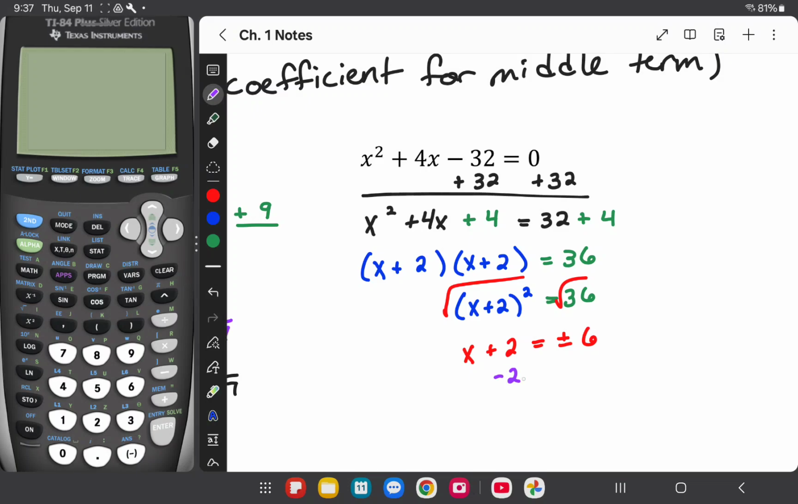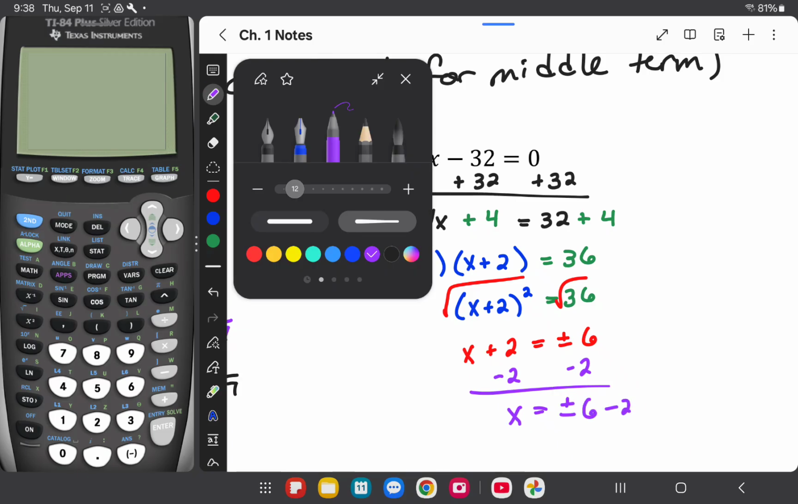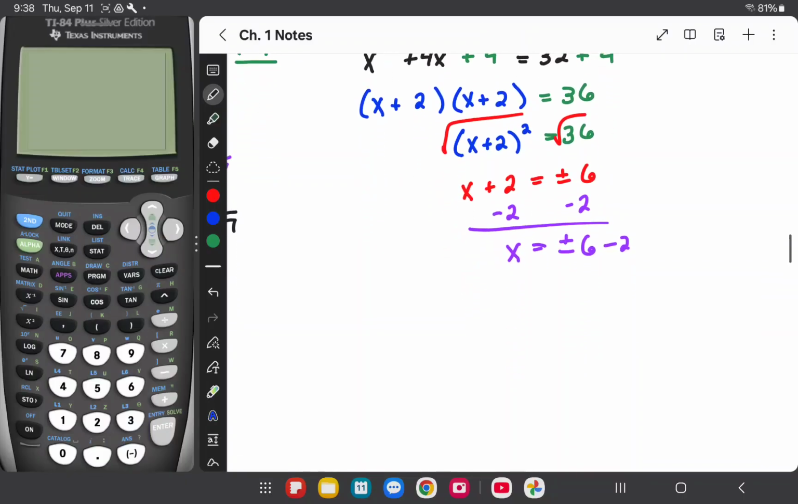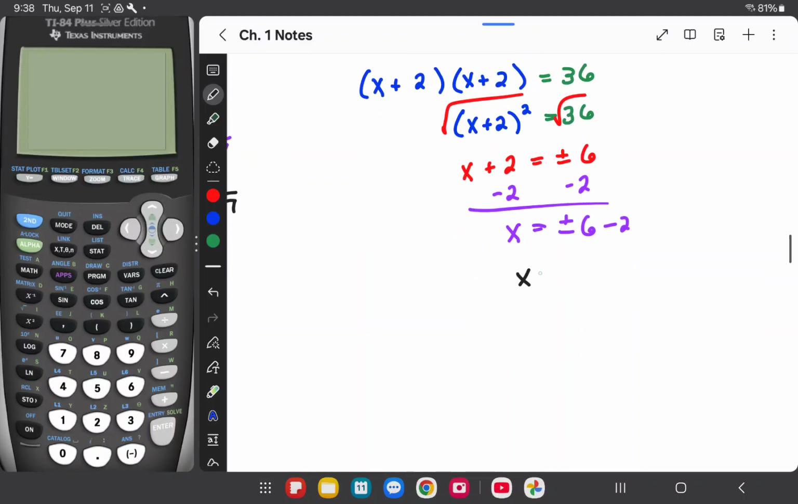And then to get x by itself, I subtract 2 on both sides. And I find out that x is equal to positive or negative 6 minus 2. Now in this case, we're able to simplify just a little bit further. I can separate this into its two numbers. If I take positive 6 minus 2, that's 4. If I take negative 6 minus 2, that's negative 8. There would be my solutions to this equation.